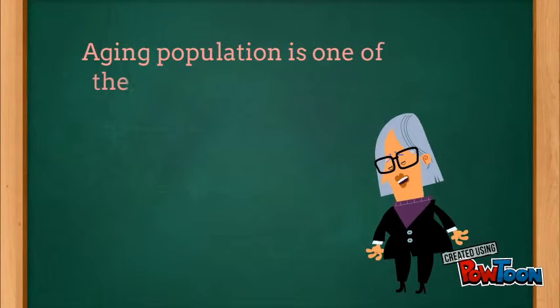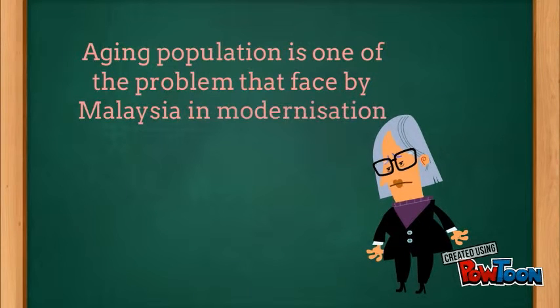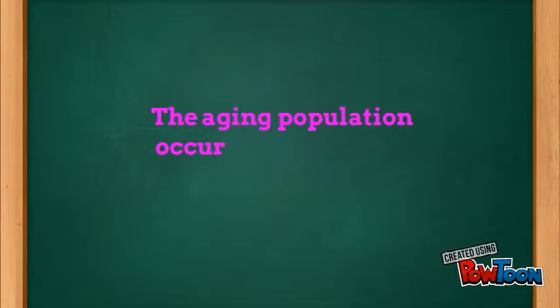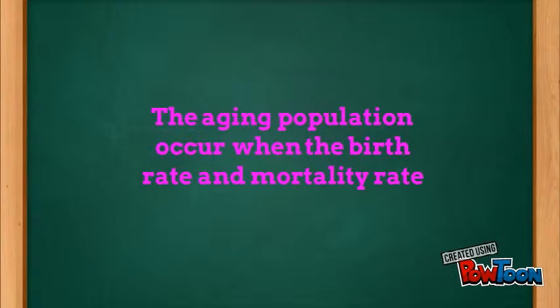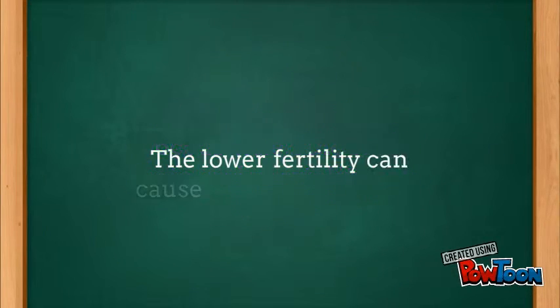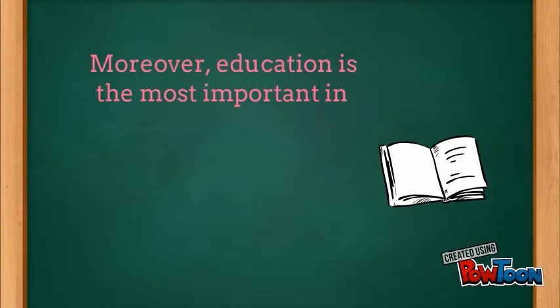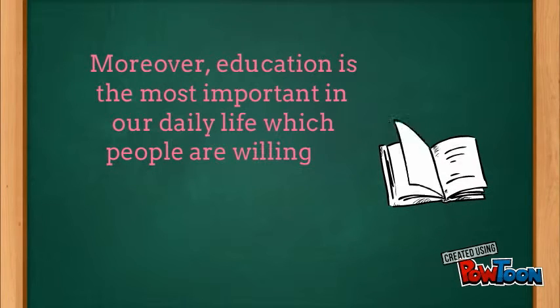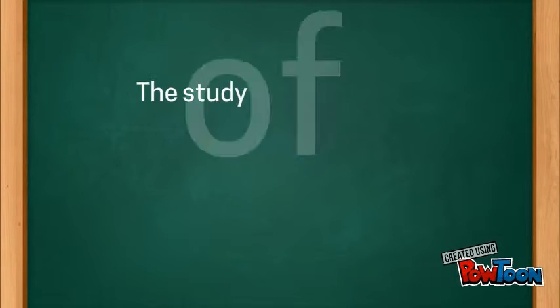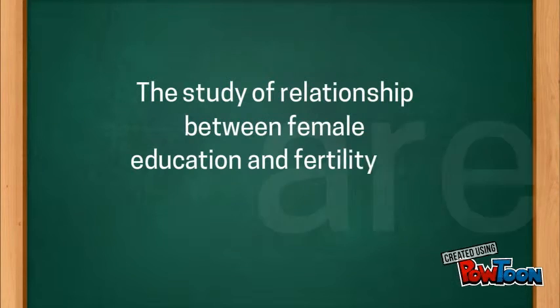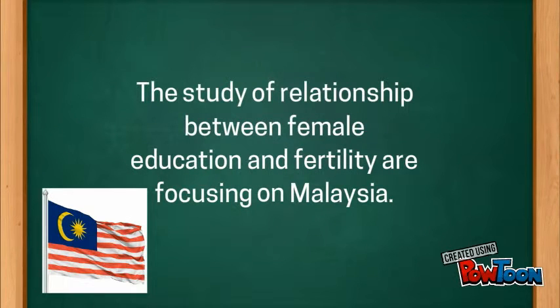Aging population is one of the problems faced by Malaysia in the modernization era. The aging population occurs when the birth rate and mortality rate are low. The lower fertility can cause the rate to be low. Moreover, education is the most important in our daily life, as people are willing to continue their study. The study of the relationship between female education and fertility rate is focusing on Malaysia.